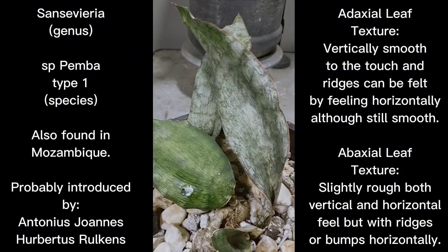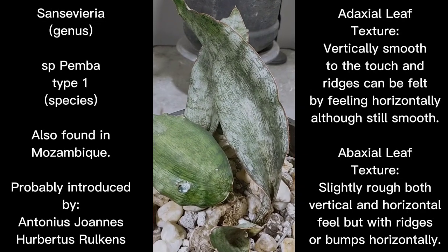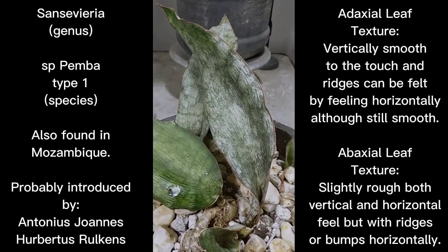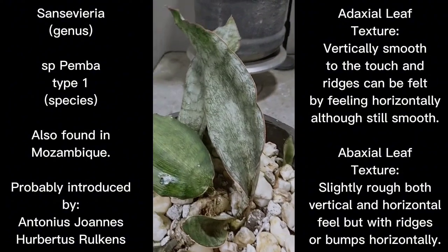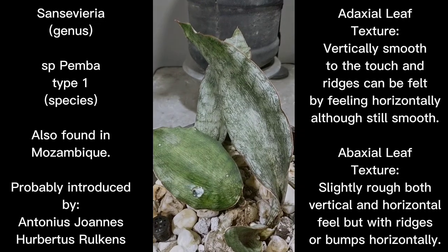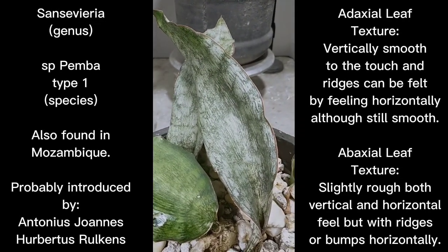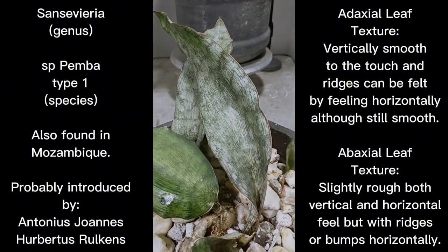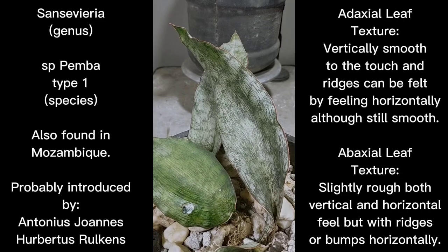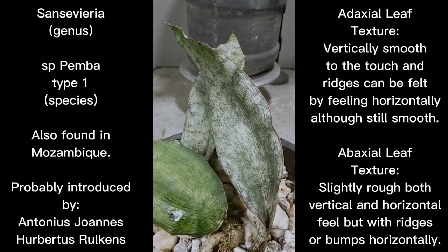Also, Pemba species are my favorite Sansevierias. Even though I'm missing one of the four, I only have three types of Pembas right now, so I am seeking type 2. I have type 3 and type 4, but that is why I can't go on into featuring type 3 and 4, because I wanted to acquire type 2 first before I feature type 3 and type 4.